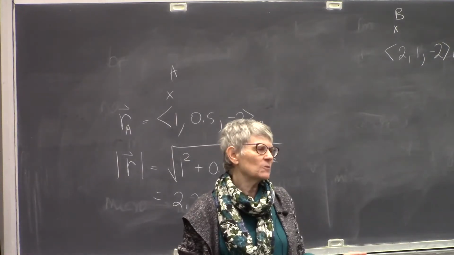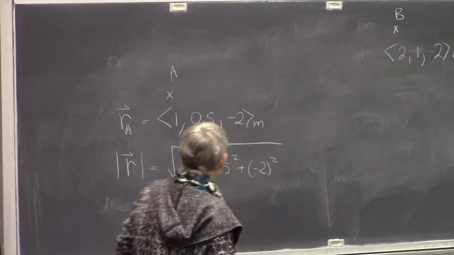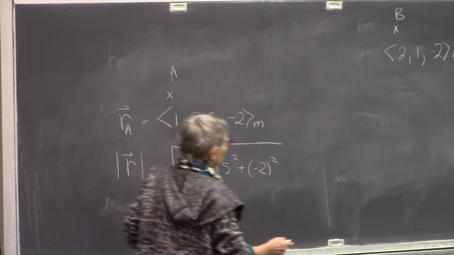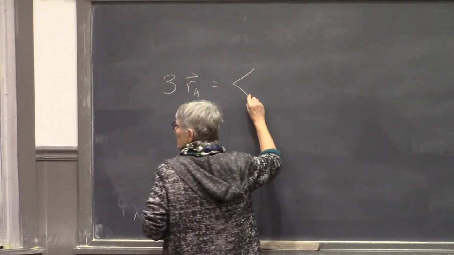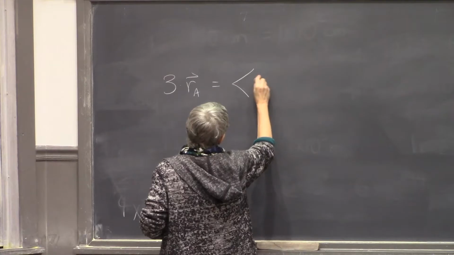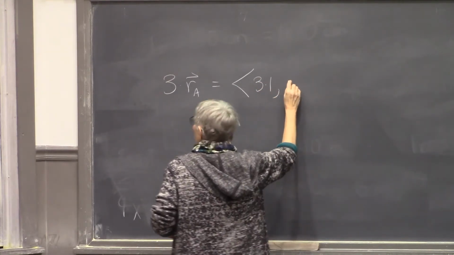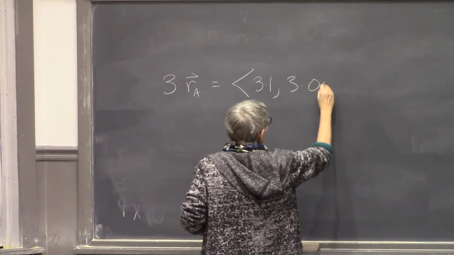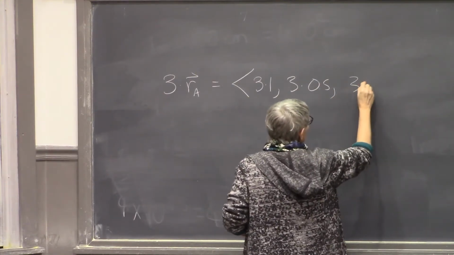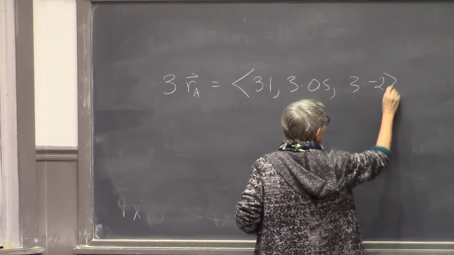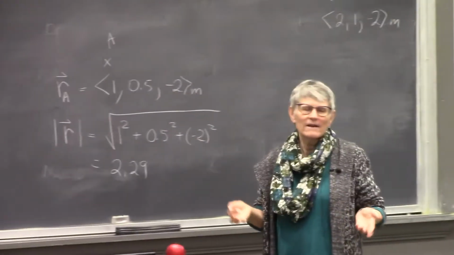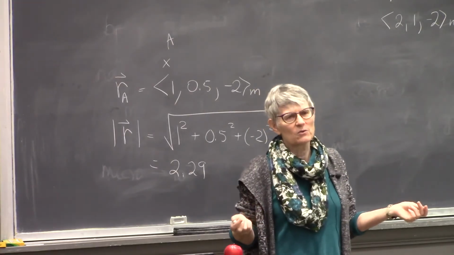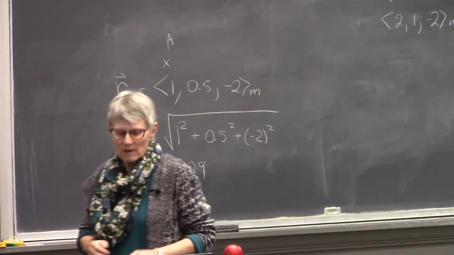When you multiply a vector by a scalar, all you do is multiply every component of the vector by that scalar, so it would be 3 times 1, 3 times 0.5, 3 times minus 2 meters. Multiplication, you can also multiply by 1 over 3, which is equivalent to dividing by a scalar, the same thing.